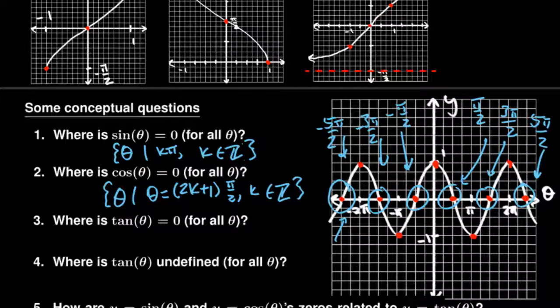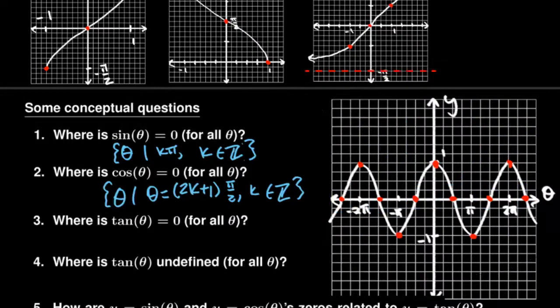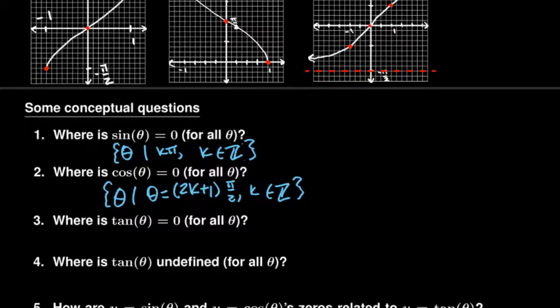Alright. So where's tangent equal to 0? So that's going to be an interesting question. Something that I want you to think about is that tangent is sine over cosine. And we're going to use that idea rather than the tangent graph. So tangent of theta technically equals sine theta over cosine theta.